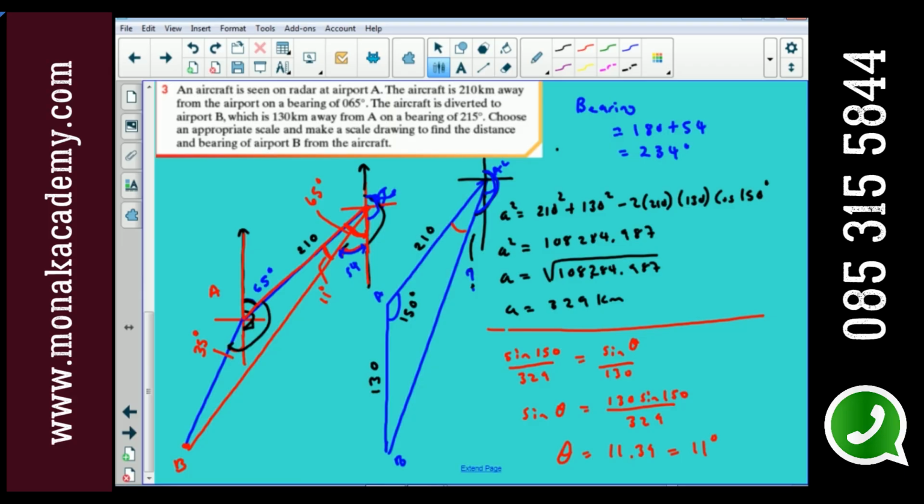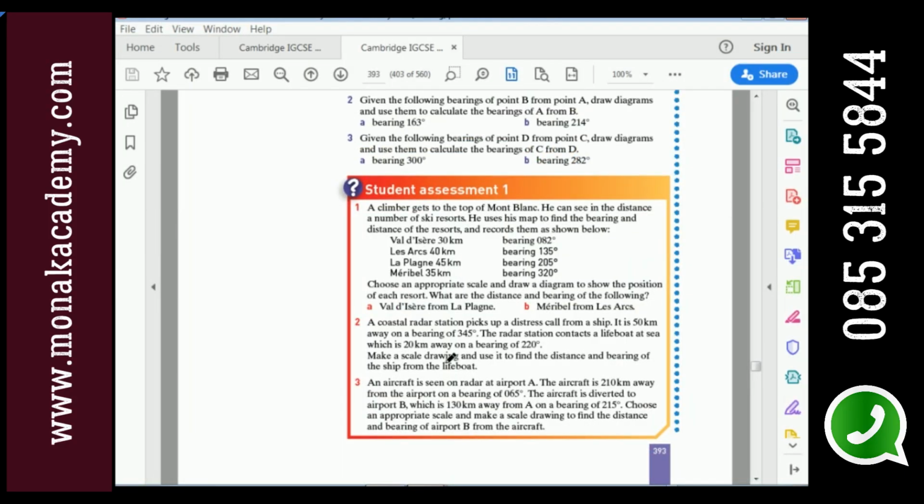Does it seem to be giving problems, these bearing stories?